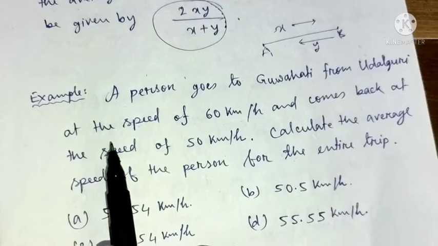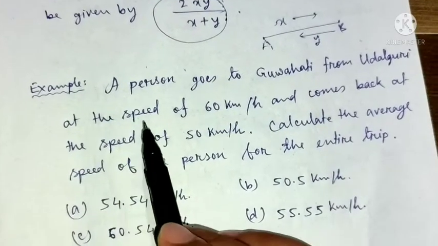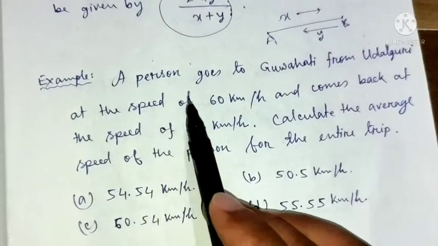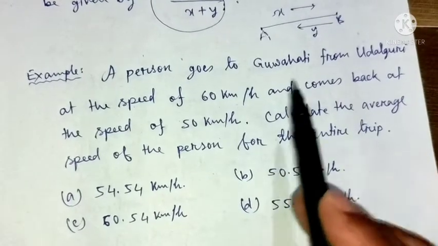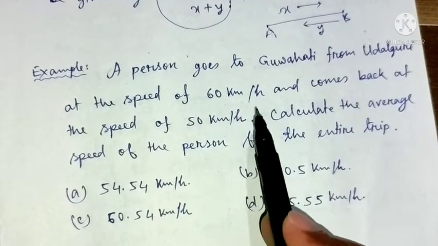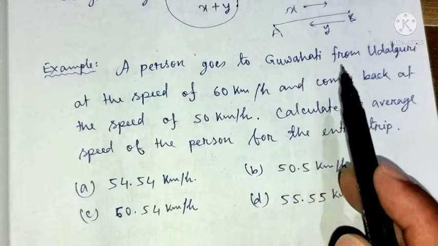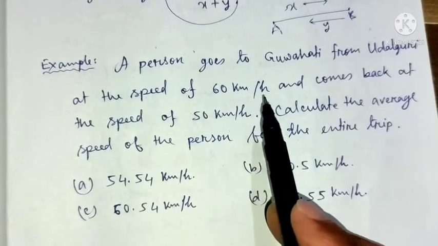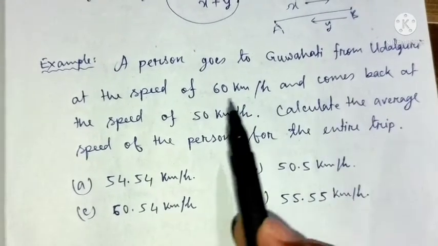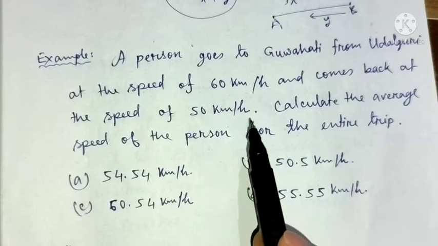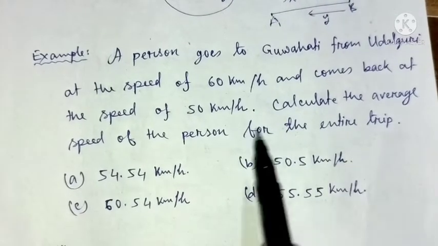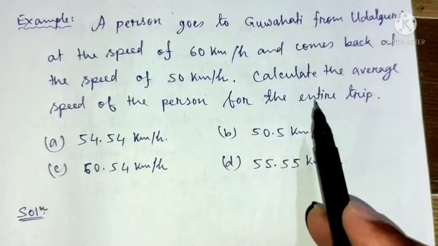So to make this clear, I have given an example here. Here is the question. A person goes to Guwahati from Udalguri at a speed of 60 km per hour, and comes back at the speed of 50 km per hour. Now we have to calculate the average speed of the person for the entire trip.